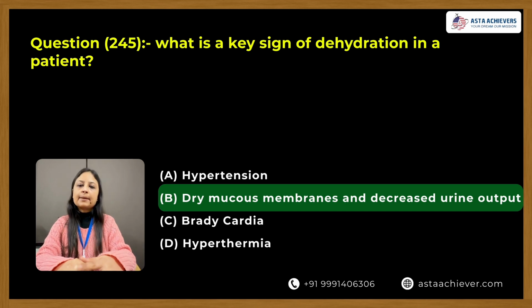Question 245. What is the key sign of dehydration in a patient? Option A, hypertension. Option B, dry mucous membrane and decreased urine output. Option C, bradycardia. And option D, hyperthermia. So option B, dry mucous membrane and decreased urine output, is the correct answer. Some other common signs of dehydration are extreme thirst, dark yellow or amber colored urine, dry mouth, fatigue, dizziness, and reduced urination.